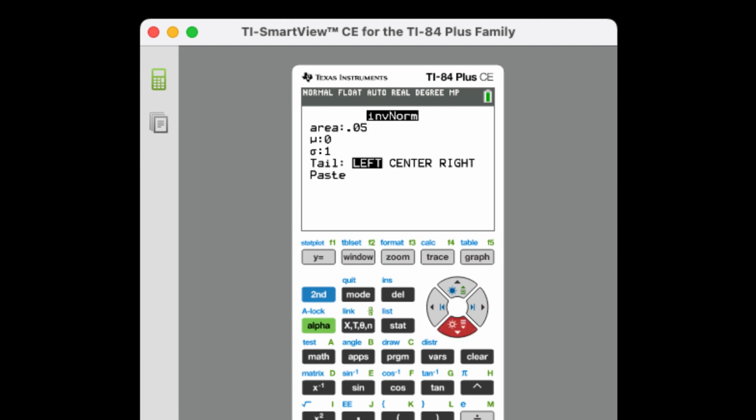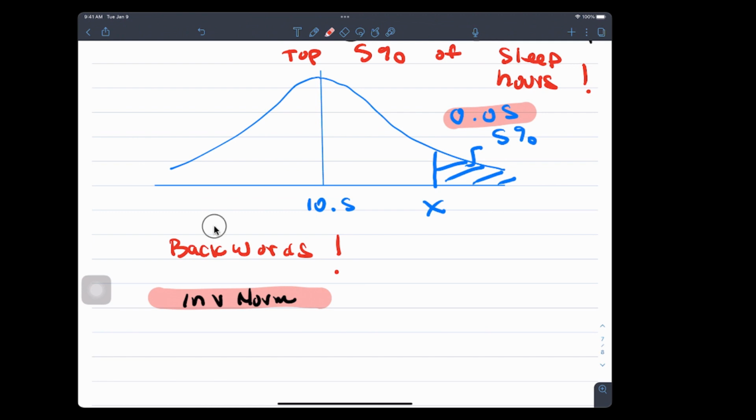What was the mean for that distribution again? 10.5. What's the standard deviation? Okay, good job. Look at that. Now, what kind of tail is this? Is it a left tail? No. Is it a center? No. Is it a right tail? Hit right. Because this is the top what? Right percent. You guys see the top? It's a right. This is what I'm saying. Right in here.